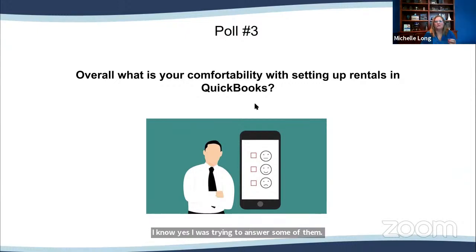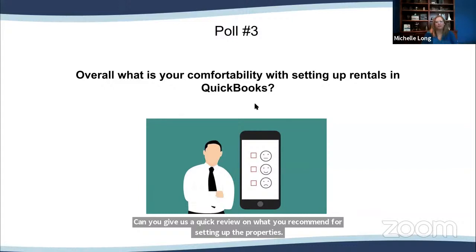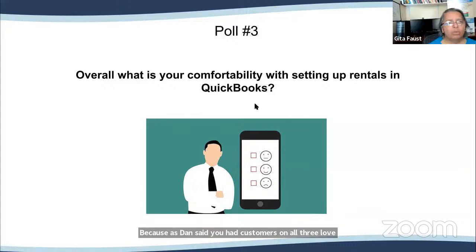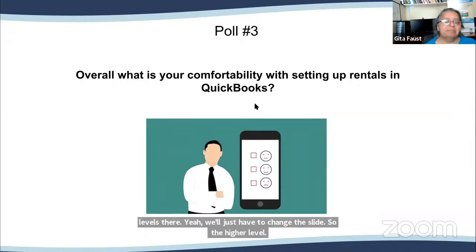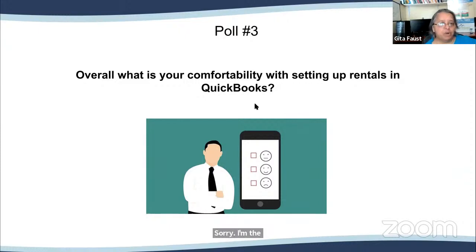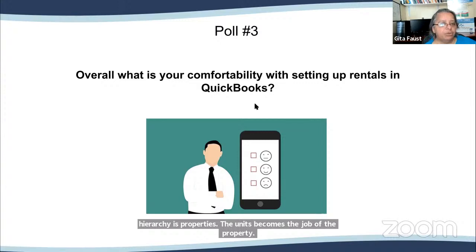So as a review, because this one I think is kind of important, did Gita say she sets up properties as customers? Can you give us a quick review on what you recommend for setting up the properties? Because as Dan said, you had customers on all three levels there. Yeah, we'll just have to change that slide. So the hierarchy is properties. The units become the job of the property. The tenants become the job of the unit. So it's property, units, and tenants.